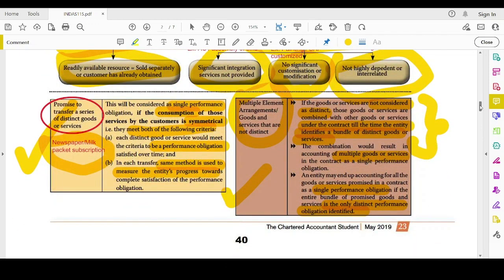So let's have some key terms. Promise to transfer goods or services. It means, for example, a newspaper or a milk subscription. I have already discussed that, right?